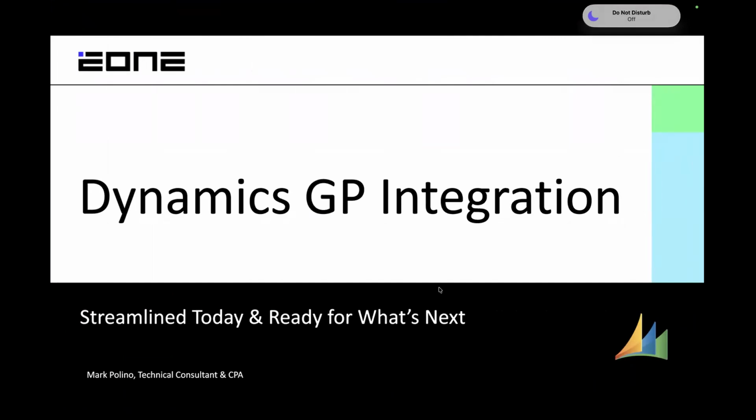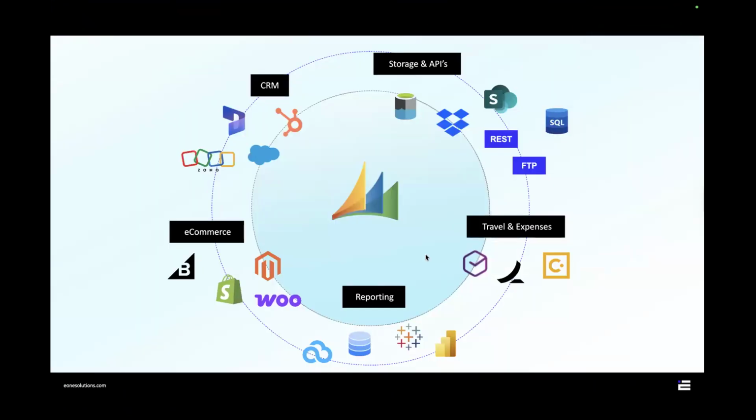I'm Mark Polino with eOne. And at eOne, we really are interested in your data, how you use your data, and helping you get the most out of your GP data as well as all of your other systems. What we find is that as an ERP system, GP ends up as the center of much of your data. And in many cases, there's data you're trying to get into GP or out of GP into lots of other systems like CRM, travel and expense systems, payroll, e-commerce, reporting, you name it. And eOne is really the hub for all of that.